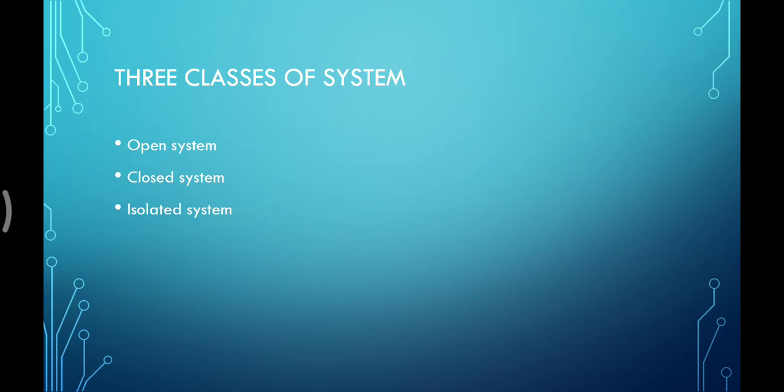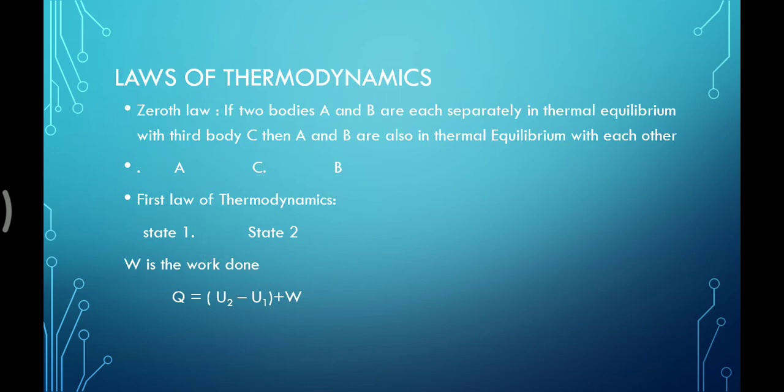An isolated system is a system which is thermally insulated. The system is completely surrounded by insulating material, and when it is surrounded by insulating material there is no loss of energy and no transfer of matter with the surrounding. This is an isolated system. And next is the laws of thermodynamics.